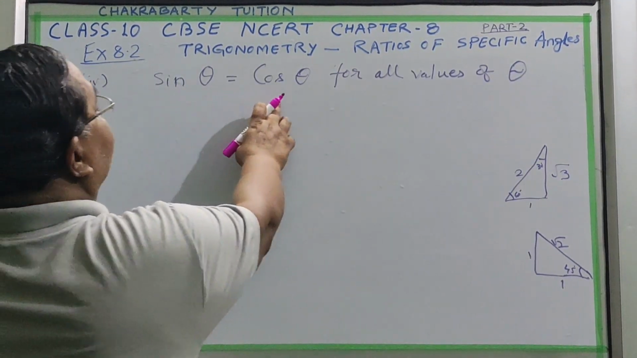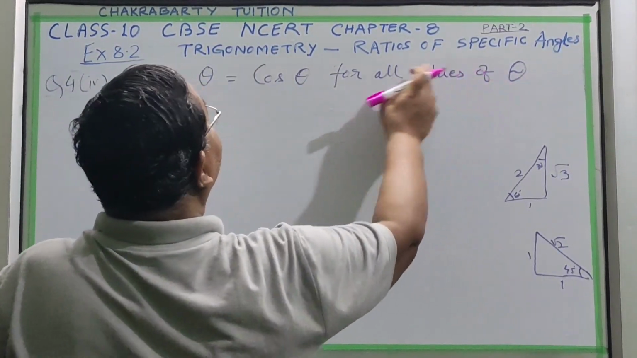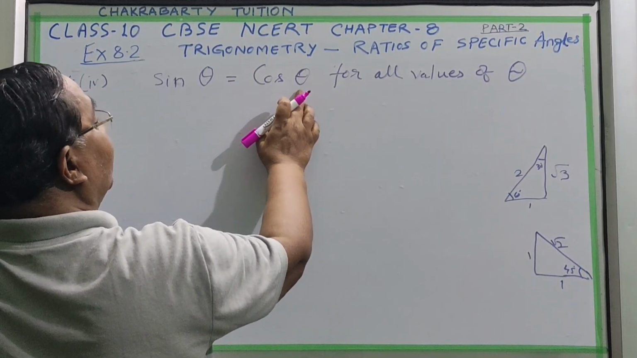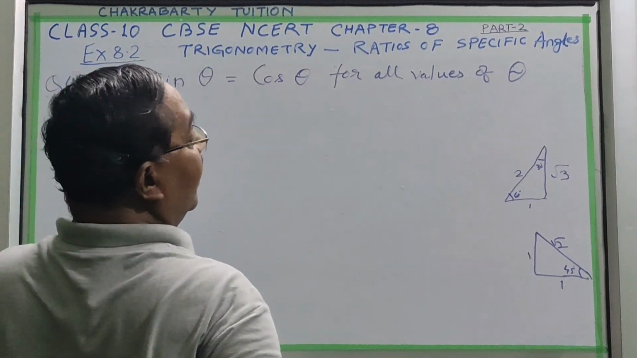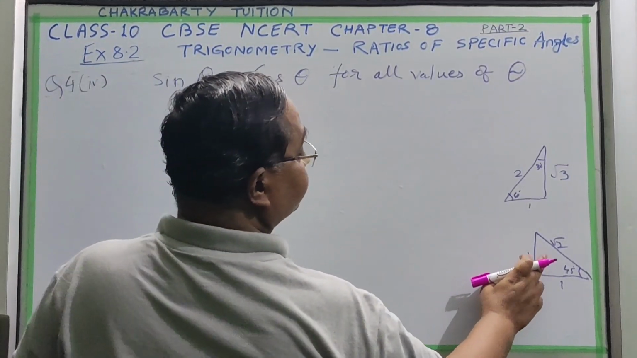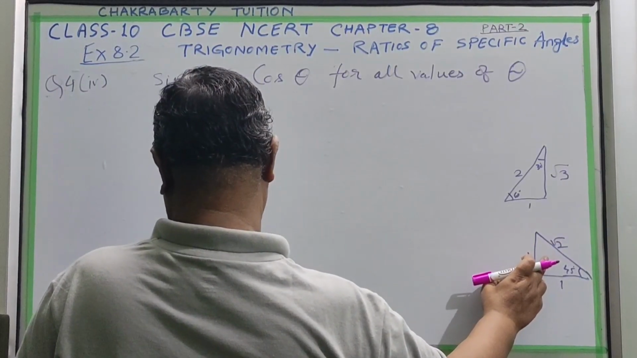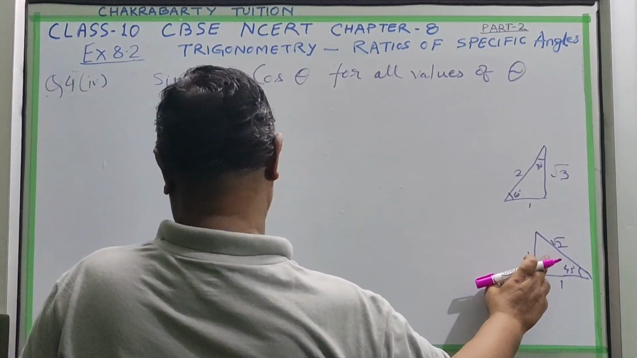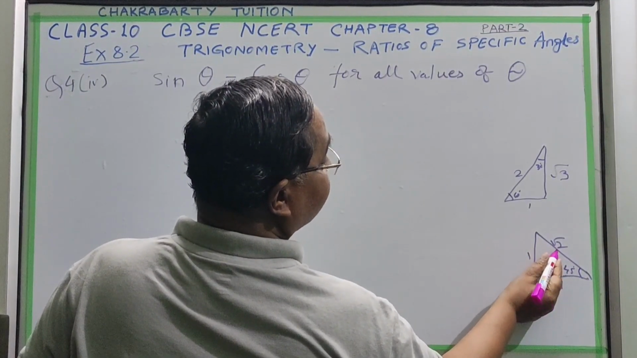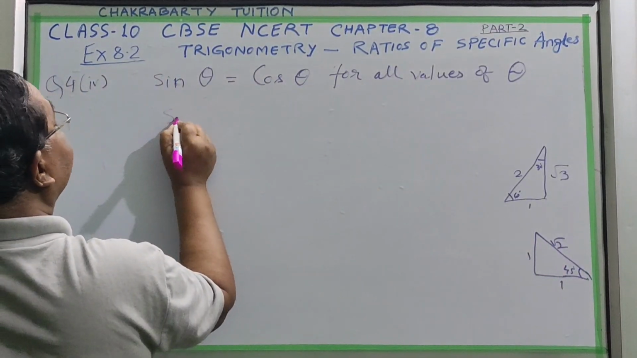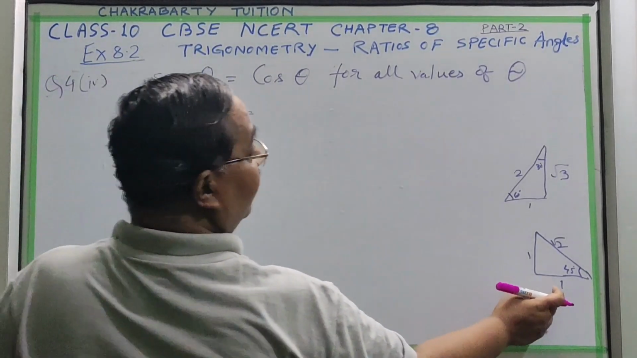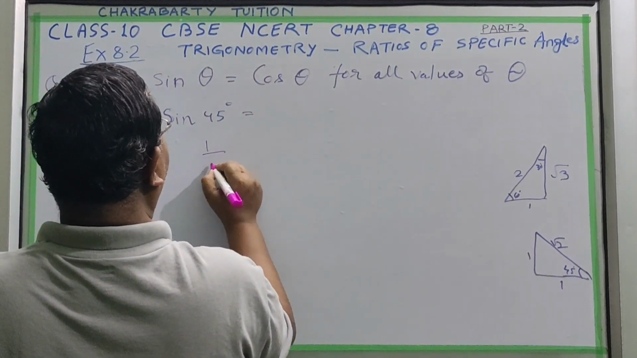Our question is sin theta equal to cos theta for all values of theta. Meaning if you change these values, like 30 degrees, 60 degrees, 45 degree or 90, it should be equal. So this happens only here, you see 1 upon under root 2. This is your sine 45. So if you take sine 45 degree, it is 1 under root 2.